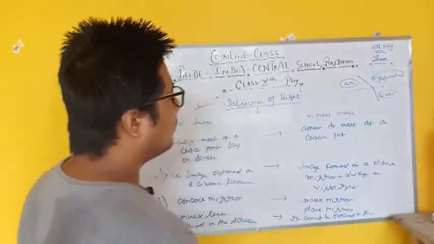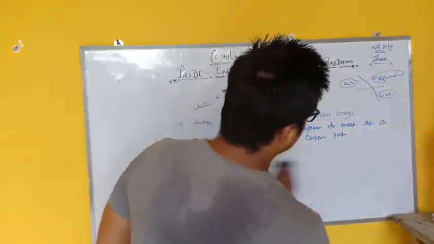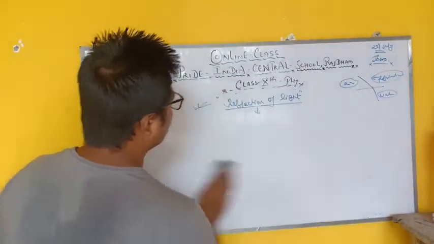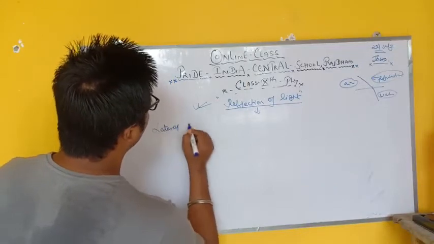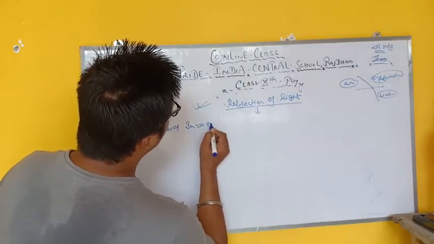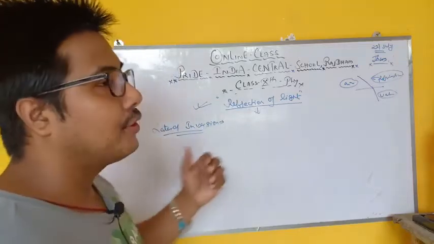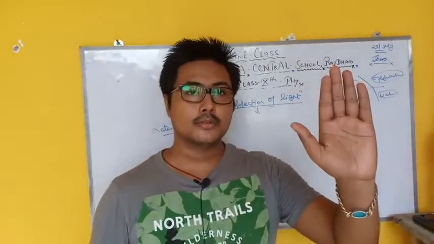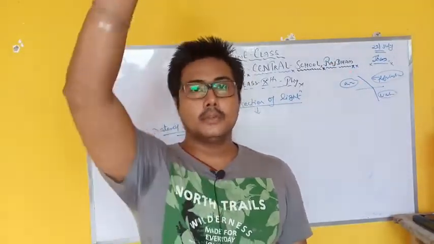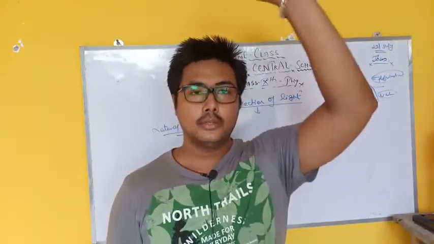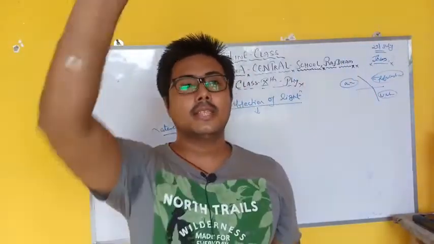So next, we will be studying about lateral inversion. What is lateral inversion? It is a phenomenon in which the right appears to be left and the left appears to be right. It means if you raise up this hand in front of the plane mirror, you will see the opposite hand raised in the mirror, and vice versa.